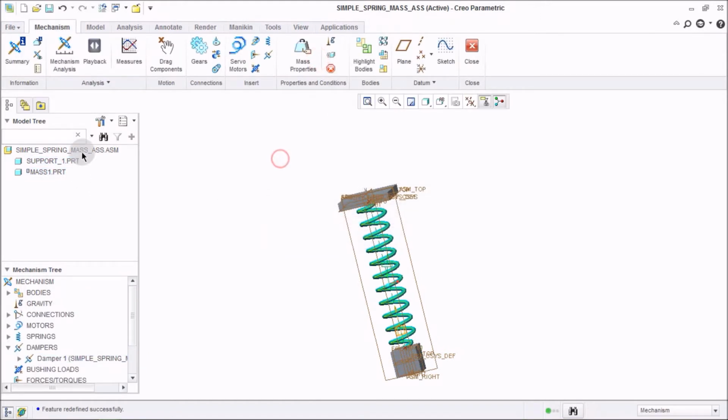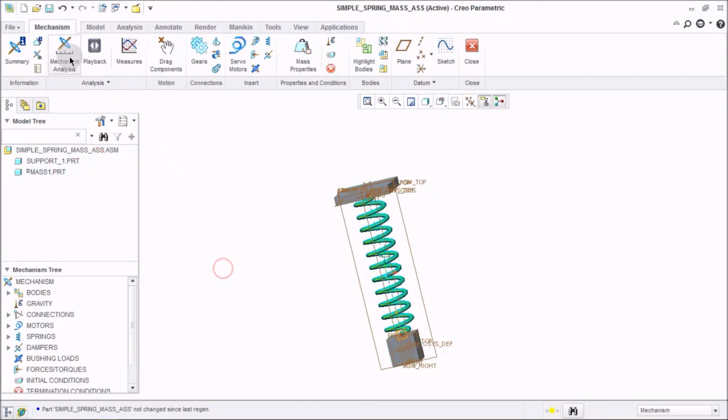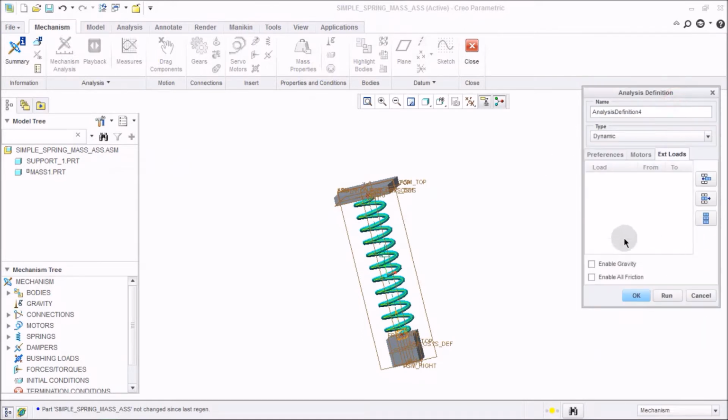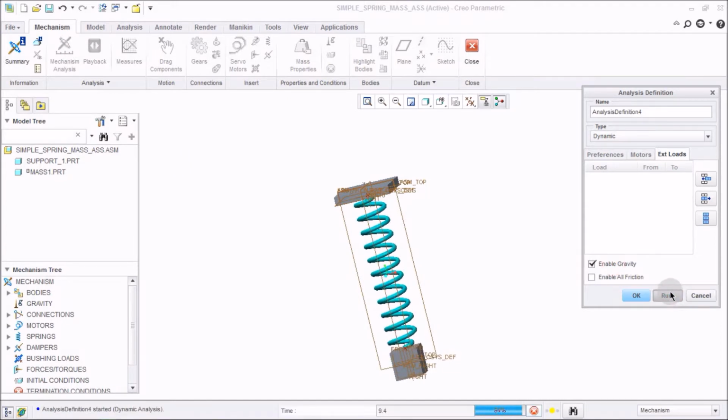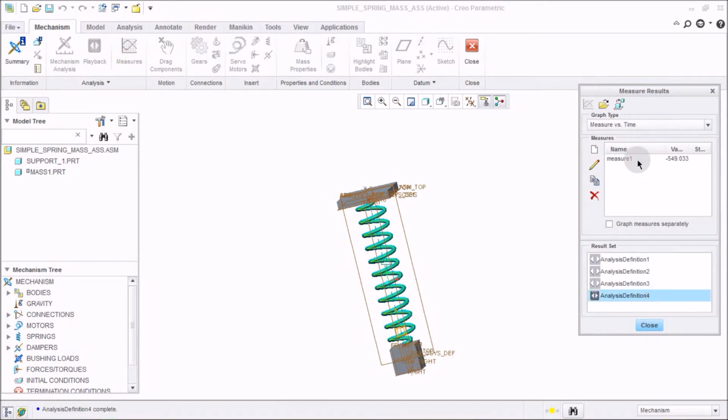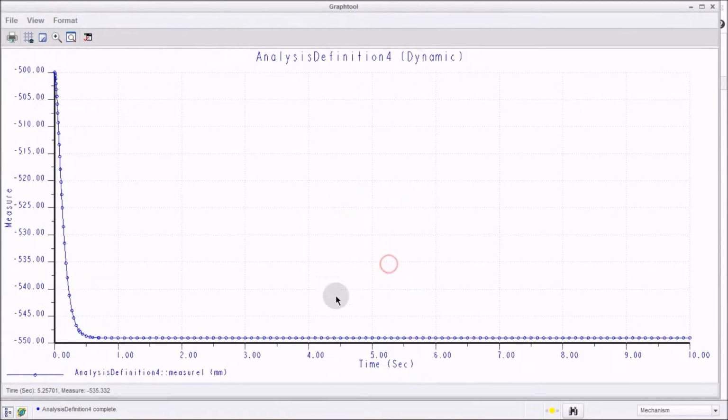Now I regenerate my system. Then again I am going to analyze my system. External, enable gravity, run the system. Okay, now we will see how my waveform is. As you see, there is no kind of vibration occurring in the system because we have a damping value which is critical. So there is no vibrating phenomenon in my system.